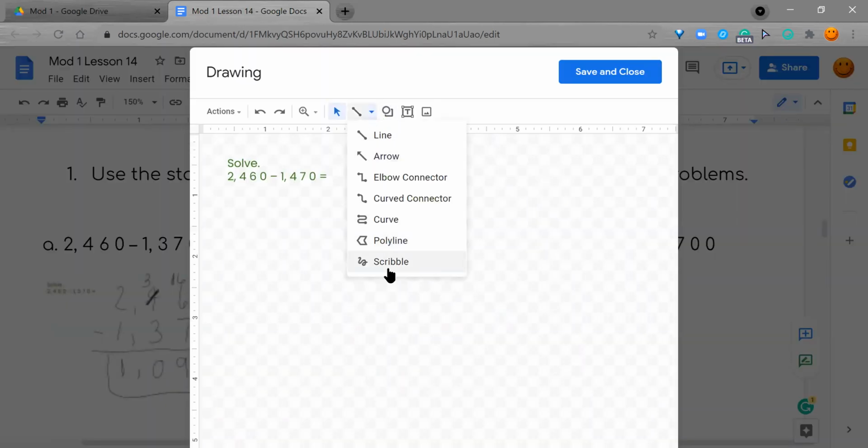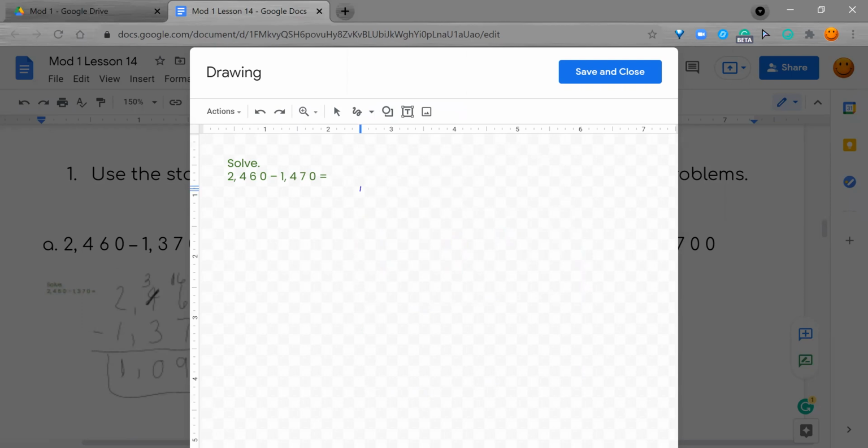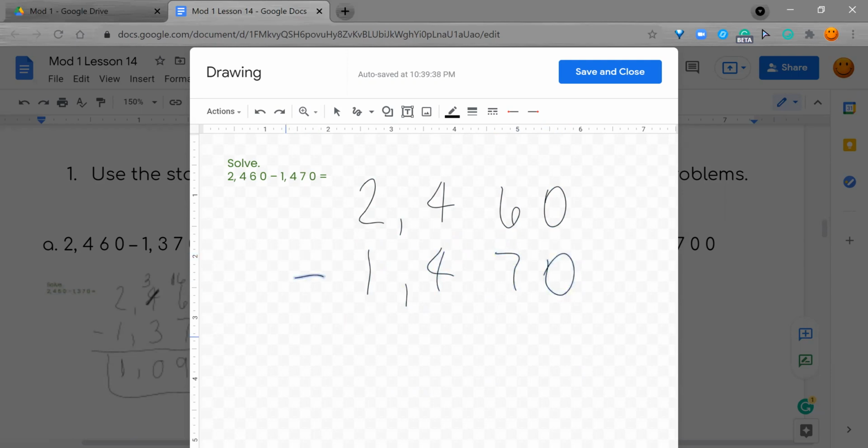And again, I'm going to go and scribble. I have 2,460. Now I'm making it spaced apart, so you remember to put it in the appropriate columns. So 1,470. So now I'm going to subtract. Again, I have 0 minus 0. And I ran into the same problem right here with this 6 and 7. So you're right. I come over here. This becomes a 3. This becomes a 16. Now I do 16 minus 7, which gives me 9.